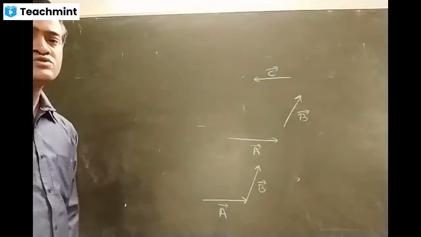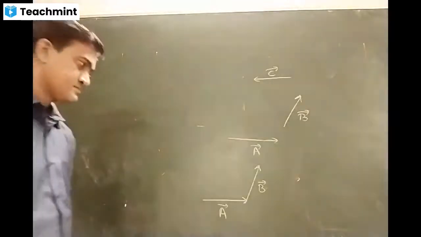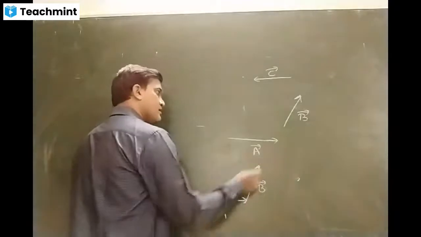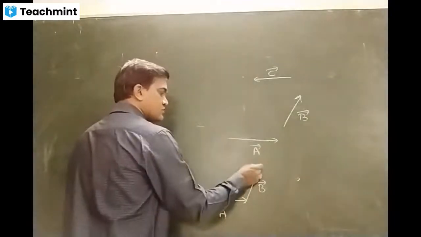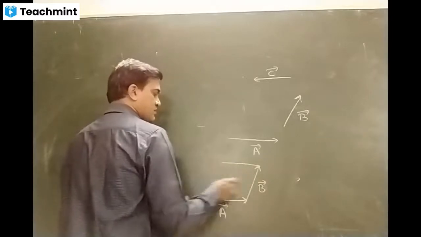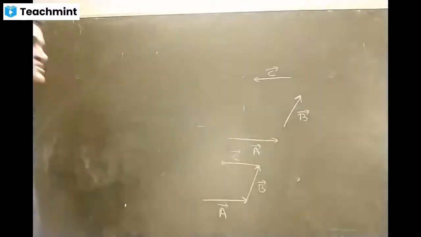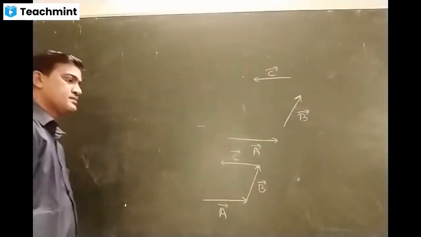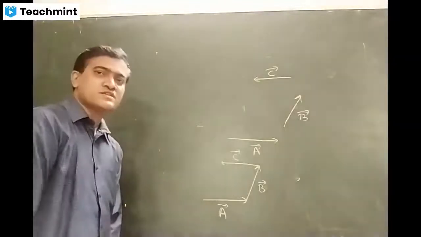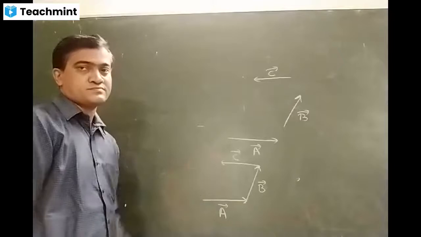Now, how to join C bar to B bar? Slide it parallel so that its tail is at the head of the second vector, that is B bar. So this is C bar. Now, what is the resultant? The direction of the resultant is from the tail of the first vector to the head of the last vector.